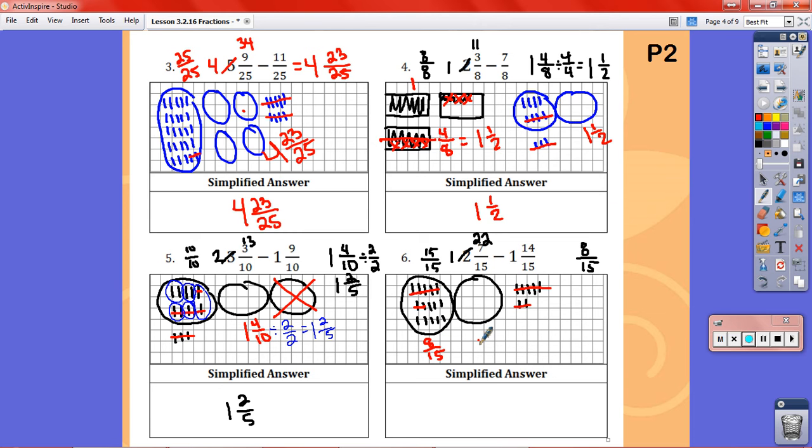And this whole here equals 1 and 8/15. And that is as simple as it gets, because the factors of this are 2 and 4 and 8. And the factors of this are 3 and 5. So they don't have anything in common. Bam.